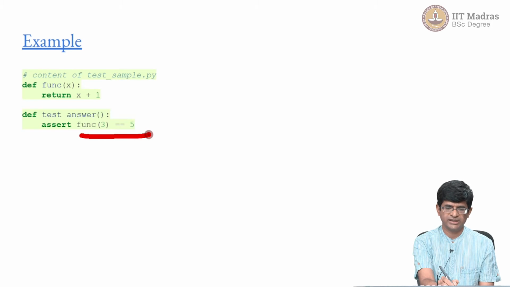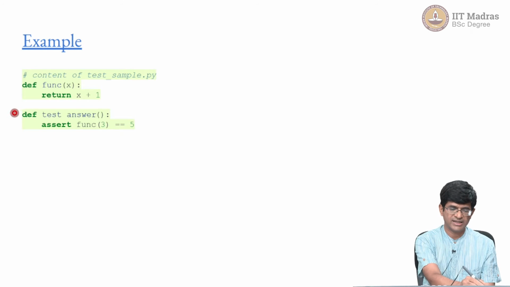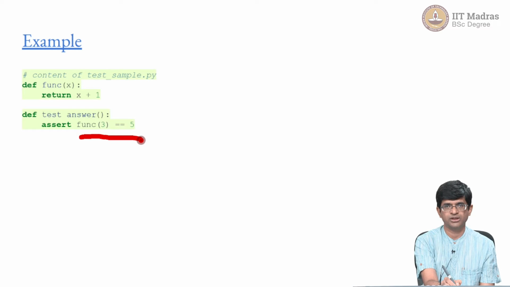Now in this case, the test that we are writing is actually a bit bogus, because I am asserting that func of 3 should be equal to 5, which I know is wrong, right? Func of 3 based on what I have written should actually be equal to 4, right? So there are two possibilities. One is either my test was wrong or my code was wrong. Because if I assume that the test is correct and that what I wanted was that func of 3 should be equal to 5, then maybe my code should have been return x plus 2.